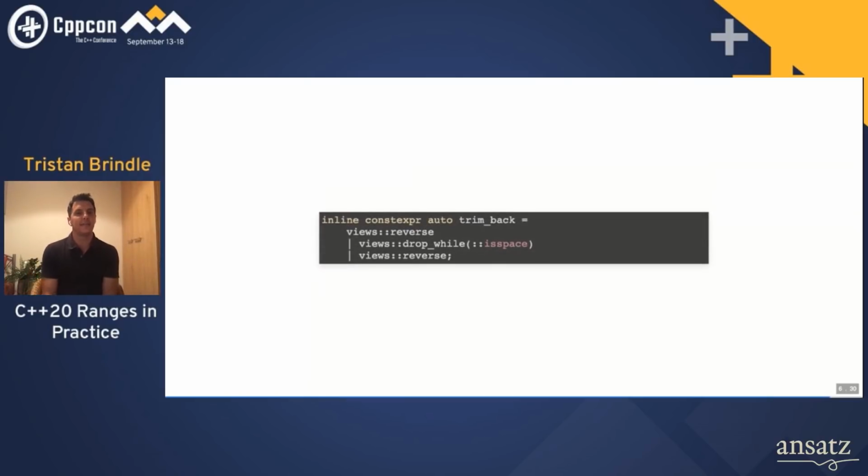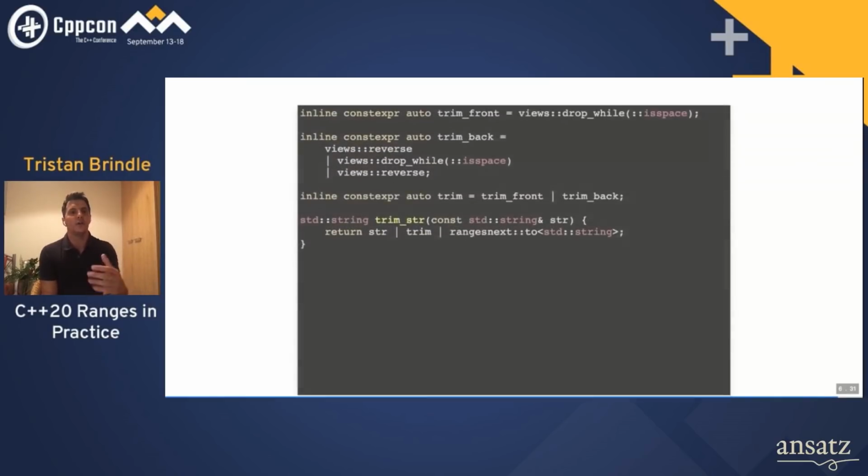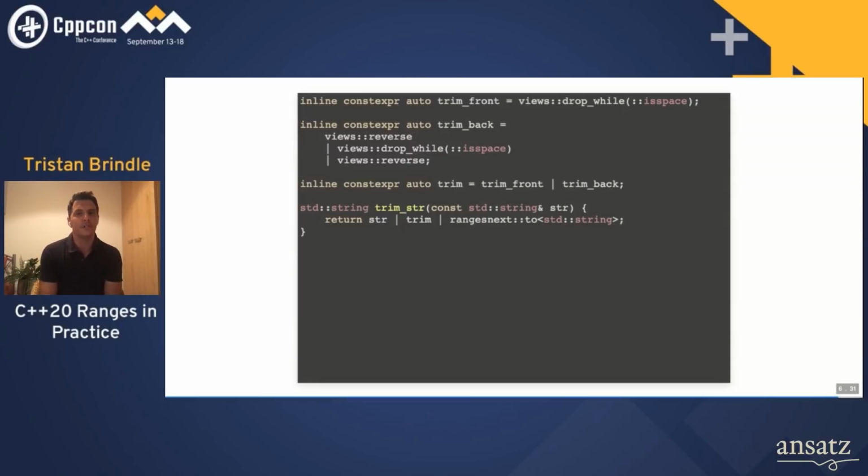And we can do the same thing with TrimBack. We can replace our function with just a function object that does the same thing. So TrimBack is reverse, composed with DropWhile of isSpace, composed with reverse. So we can do that for TrimFront, for TrimBack, and of course, we can do it for trim as well. And now we've reduced our code even further.